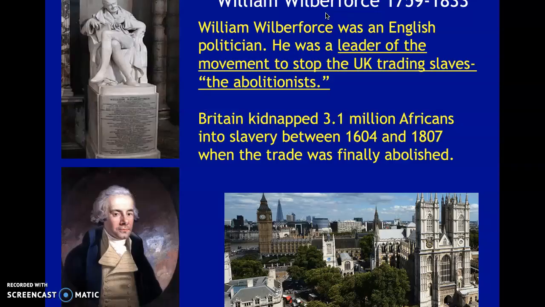Okay. Now, William Wilberforce. William Wilberforce was an English politician. He was the leader of the UK movement to stop the trade in slaves. As I said before, he was an abolitionist. That's a group of people who really strongly believed in ending the transatlantic slave trade. Some key details there about the number of Africans kidnapped and transported across the Atlantic between 1604 and 1807. About 50% of those transported were transported across the 18th century. So that's the century we've really been studying. That's known as the high tide of the transatlantic slave trade.